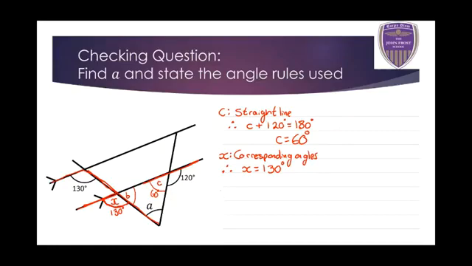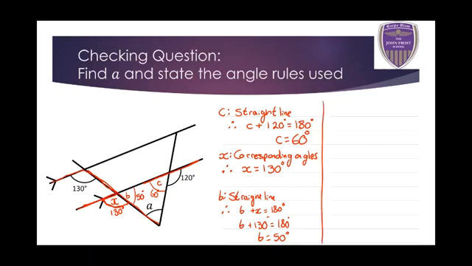Now for angle B, we can use straight lines again. So straight lines. Therefore B plus X equals 180 degrees. We know that X is 130, so B plus 130 equals 180. That means that B is 50 degrees. So now we've done all this.